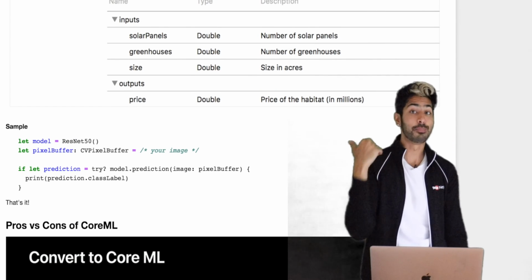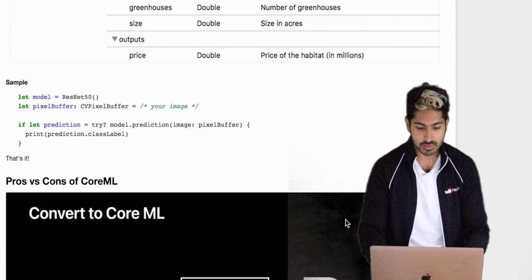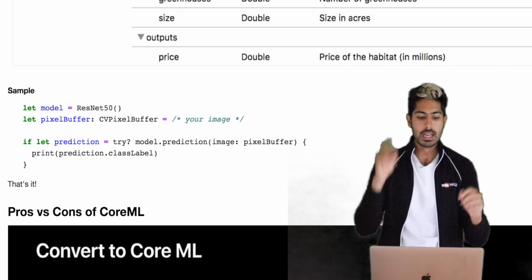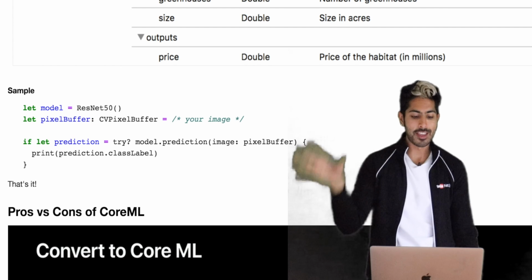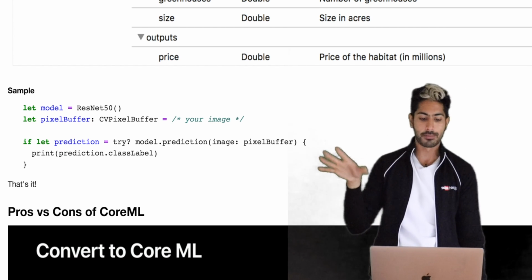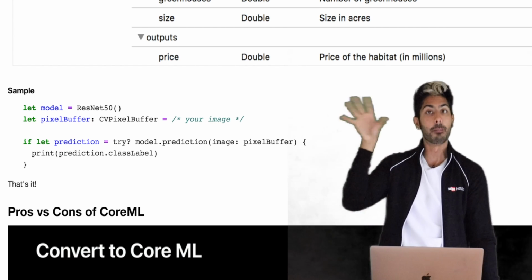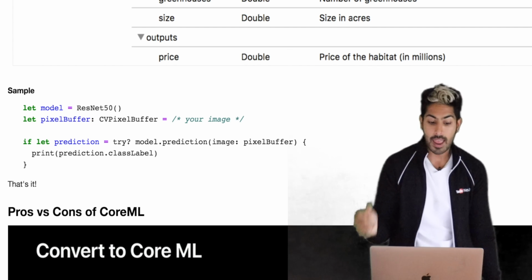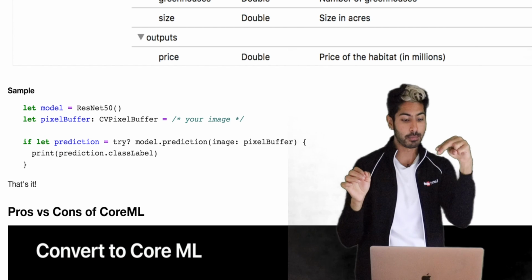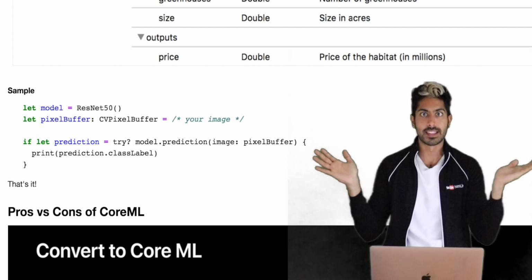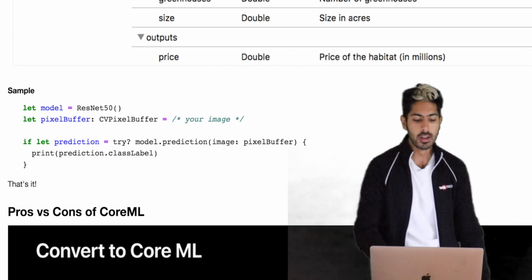And so once you've imported that model, you can call it just like this. You can call it by saying let model equal ResNet 50. Let's say, for example, that's the one we're using. And then you'd say, here's my image, let pixel buffer of type CVPixelBuffer equal my image, wherever it's located. And then I'll just make a prediction using model.prediction, feed it the image as the parameter, and then print it out, right? That's it. That's your prediction. It's that simple.